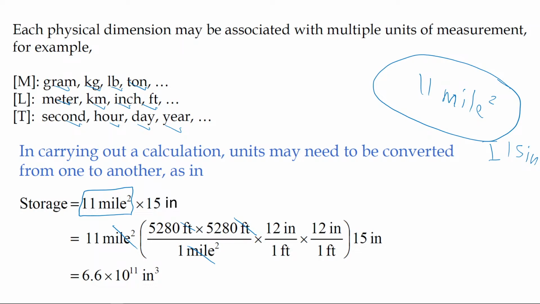I know that 1 foot has 12 inches, so this will go away with this one because 1 foot is 12 inches, so this gives you 1. Now I can get rid of feet, but I have two of them, feet here and feet here, so I do it twice. This feet will go away with this guy, and this feet will go away with this guy. So what I end up with is 11 times 5280 times 5280 times 12 times 12.